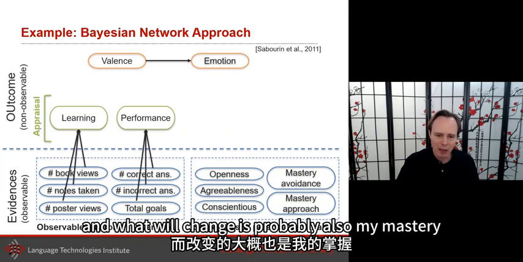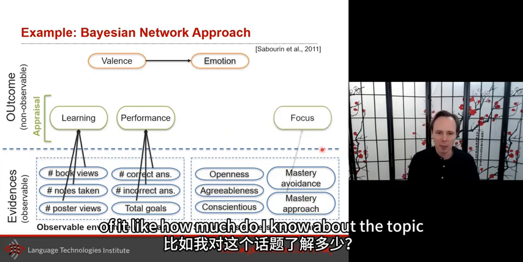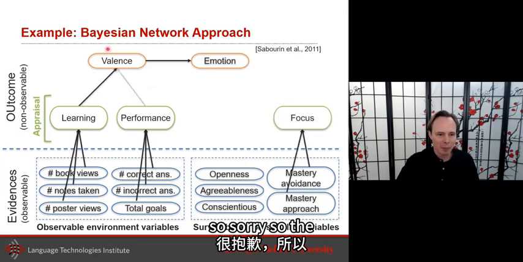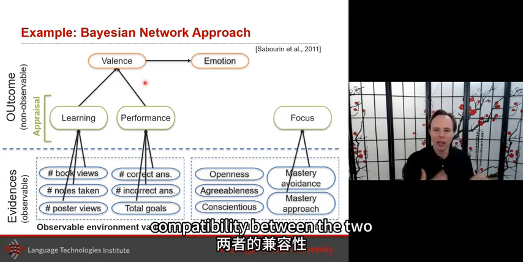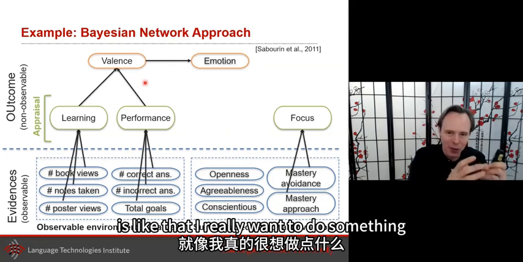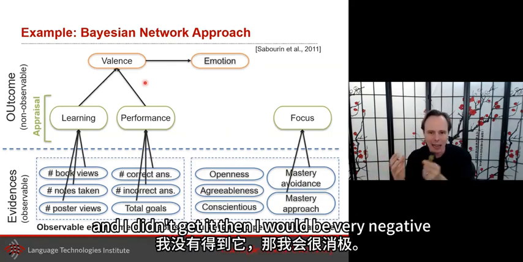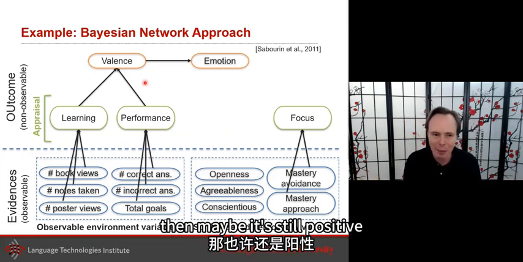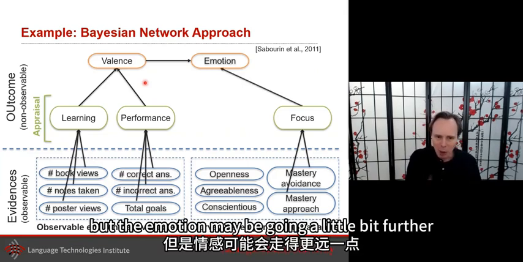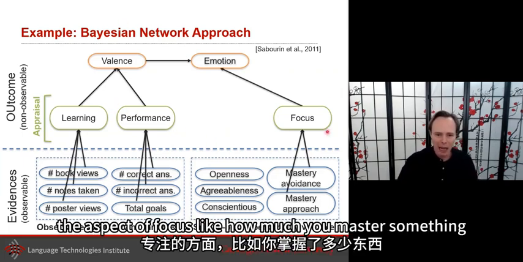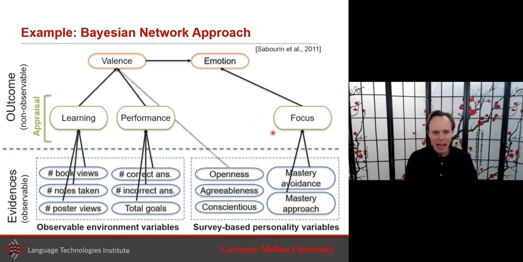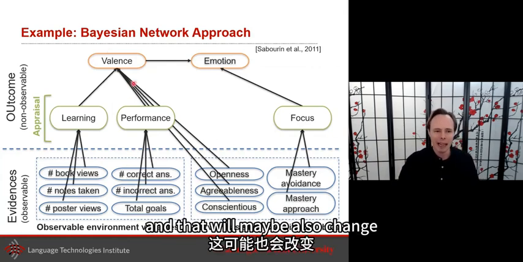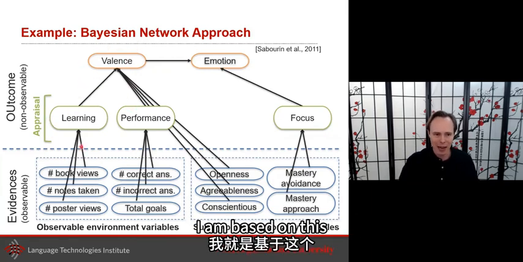And what will change is probably also my mastery of it, like how much do I know about the topic and how much do I want to focus on. So all of these together, the balance will be this compatibility between the two. Is it positive? Did I really want to do something, and finally I didn't get it? Then I would be very negative. And if I didn't put energy in it, then I didn't perform well, then maybe it's still positive. But the emotion may be going a little bit further, like the aspect of focus, like how much you master something. And my personality can also balance, because if I'm someone who is really conscientious, that will maybe also change how positive or negative I am based on this.